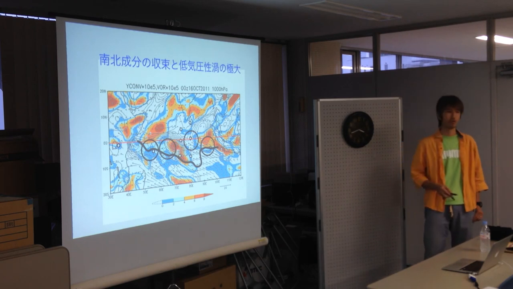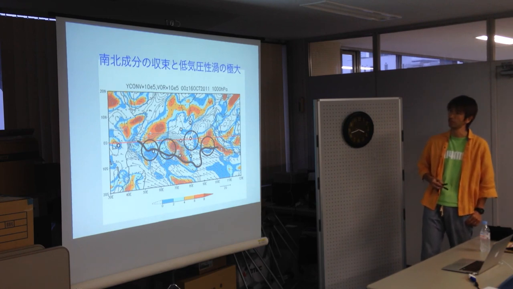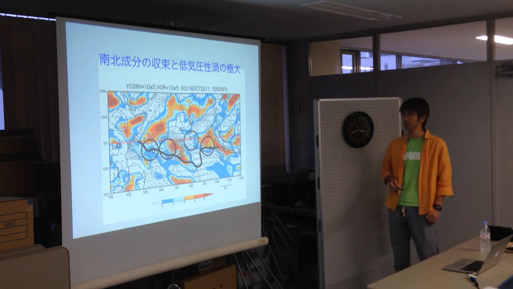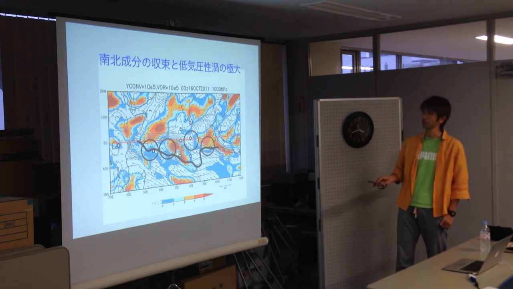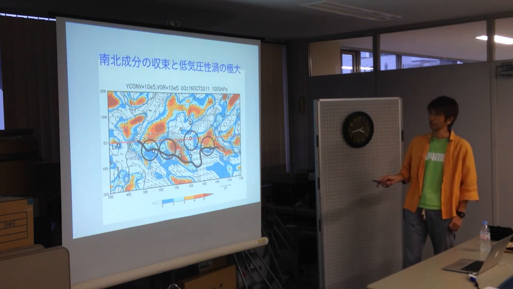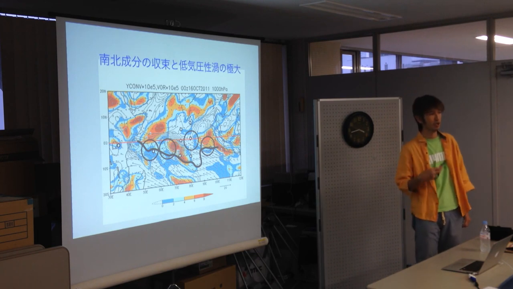So, meridional convergence by color and cyclonic vorticity by contours here, from objective analysis, correspond well to the frontal SST and SAT frontal zone here, and each convective system could be associated with this kind of vorticity and its convergence.